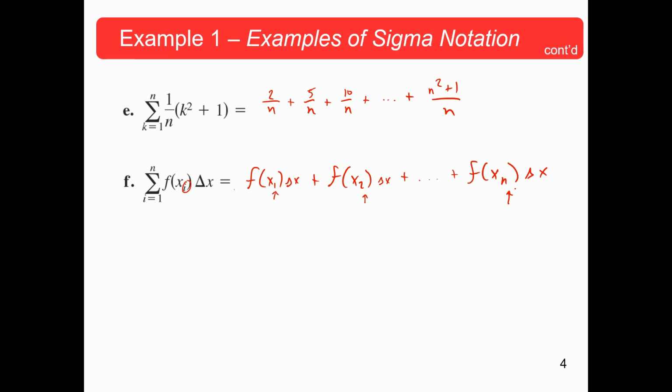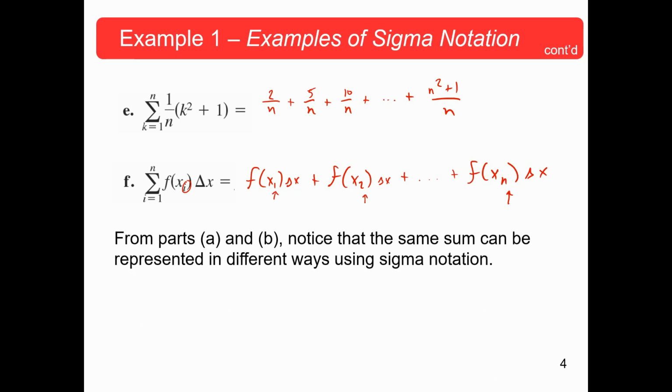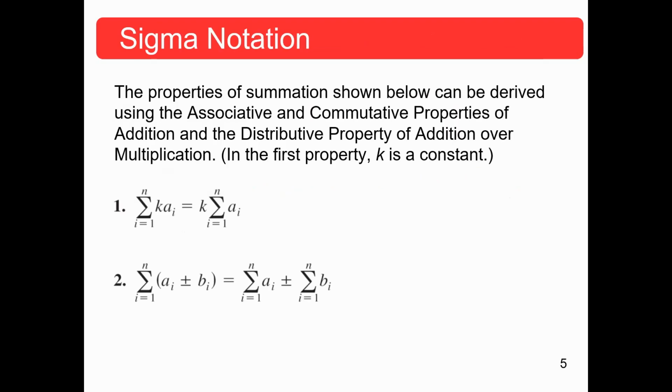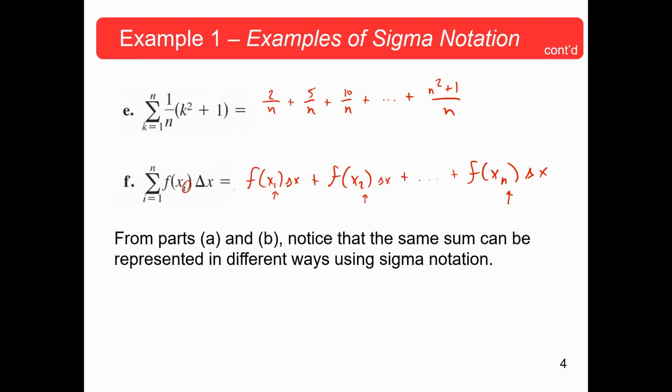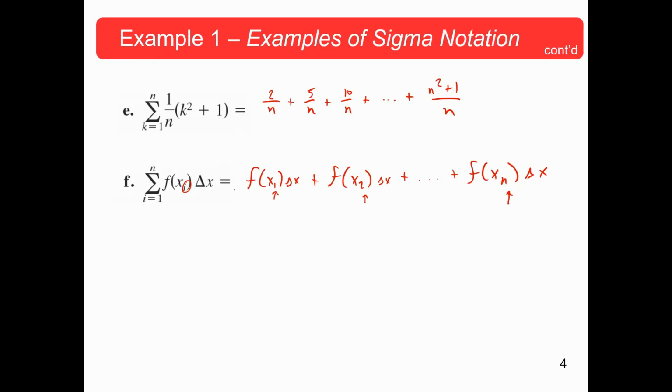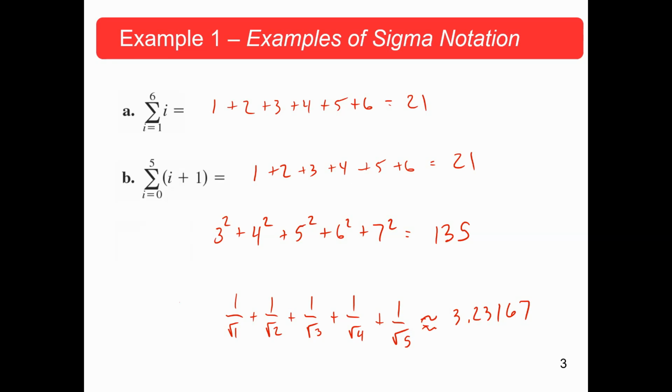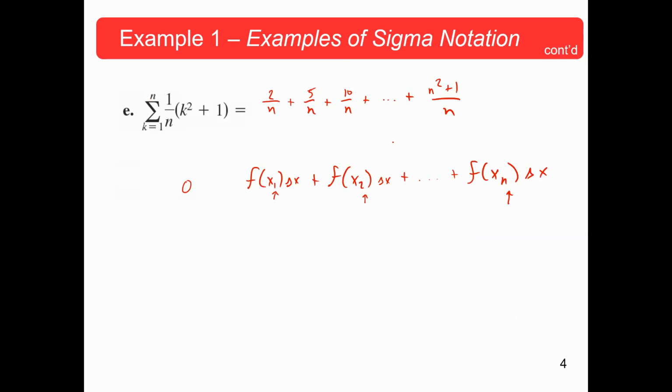Now, notice back in parts A and B, we got the same sum by using two different notations. We started at 0 here, we started at 1 there, we went to 5, we went to 6, but we still wound up with the exact same thing. So that's kind of an interesting point.